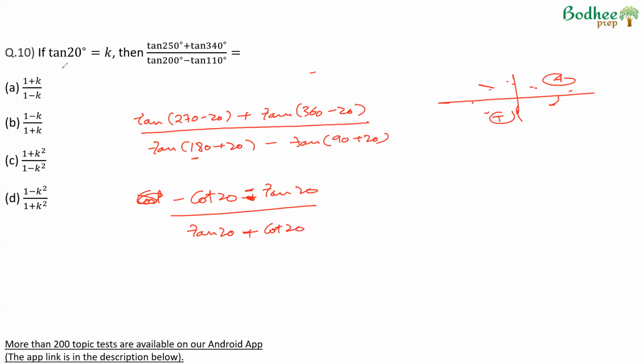Since tan 20 is k, 1 upon tan 20 will be 1 upon k. 1 upon tan 20 is nothing but cot 20. Cot 20 degree therefore is 1 by k. Substituting the values, minus 1 by k minus k upon k plus 1 by k.